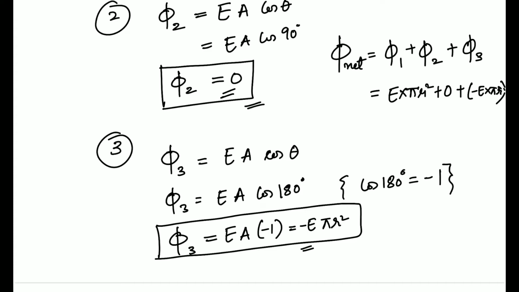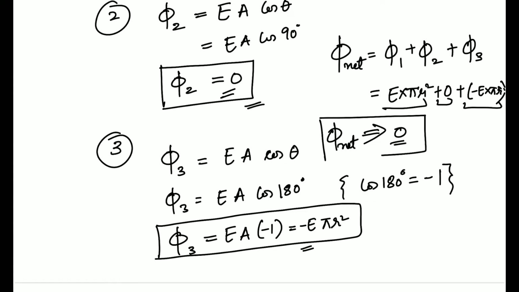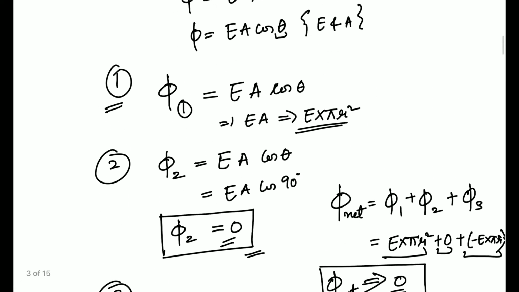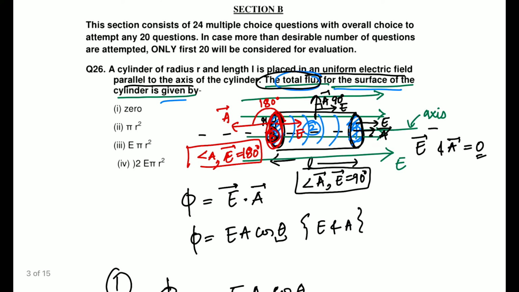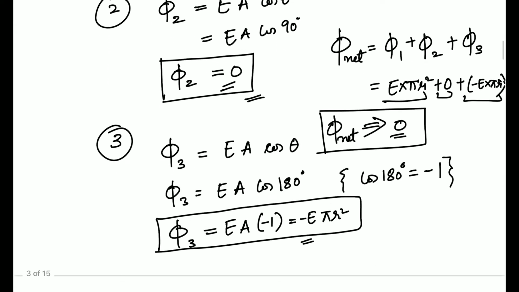I hope you can understand. Now you have to see this is plus E multiplied by pi r square, this is minus E multiplied by pi r square, and in between you have a 0. So basically the answer comes out to be 0. The net flux will be actually 0. So let me just check the options whether 0 is there. Yes, it is there. The first option is actually 0. Okay, let's move to our second question.